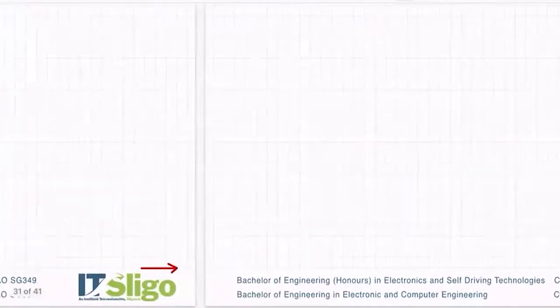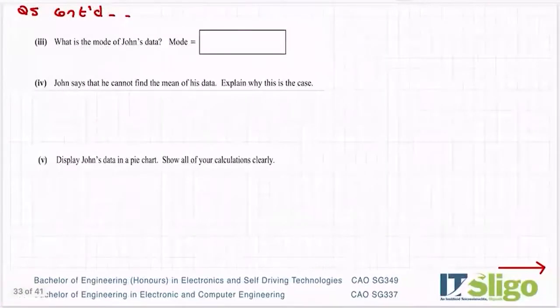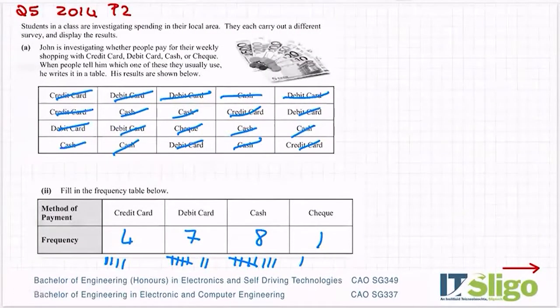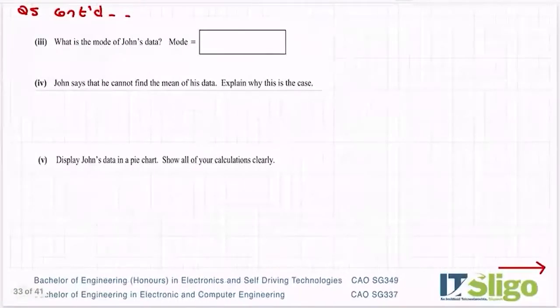So my next one then. What is the mode of John's data? Okay, so the mode, what does that mean? So the mode is the value that occurs most often, or the group that occurs most often. So when I look at this, the easiest place to see it is in our frequency table, which is the method of payment that occurred the most often. Well, you can clearly see now that it's cash. Okay, so cash goes in here.